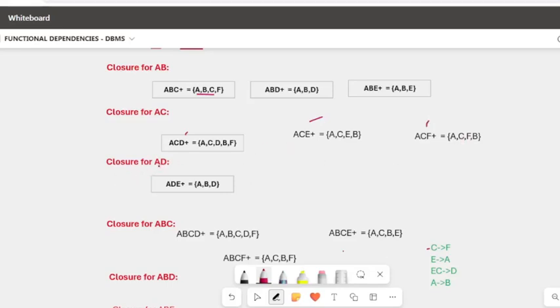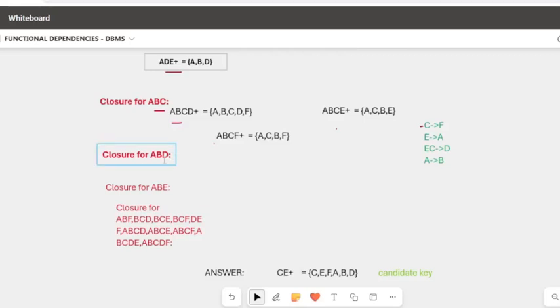Like the next subset is AD. The subset of the AD combination is AE. And the next is the ABC combination, that is ABCD, ABCE and ABCF. So next, the combinations of ABD. The remaining combinations are ABF, CD. So these are the remaining combinations of my given relation. We want to identify the closure for all these combinations.